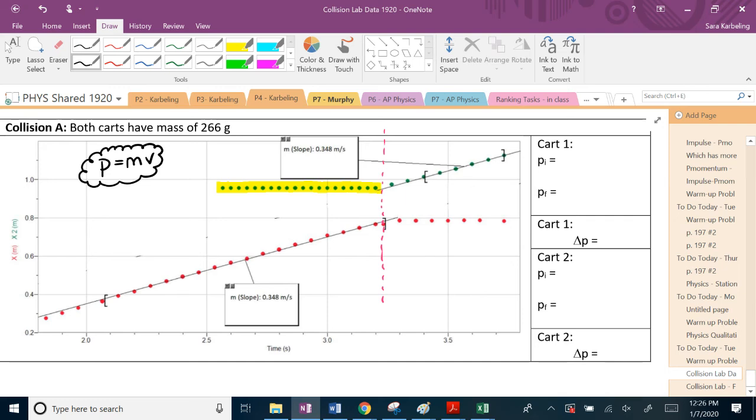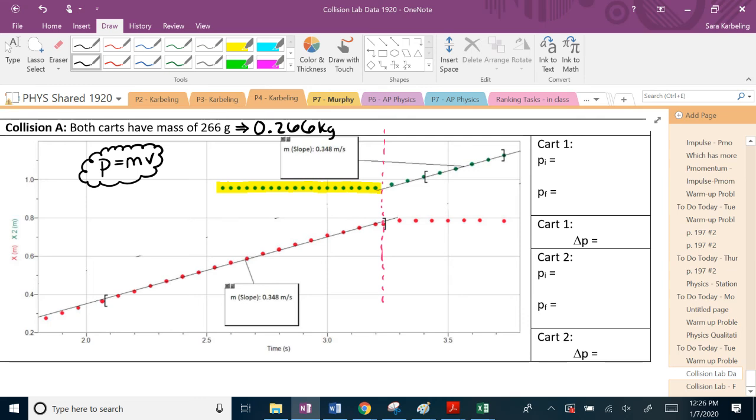Okay. It says right up here that both carts have a mass of 266 grams. Well, that's helpful, although I don't really like grams. So we're going to convert that to kilograms. There are 1,000 grams in a kilogram, so this is really going to be 0.266 kilograms. Okay? And using that information, we can now find the initial and final momentum of cart 1.